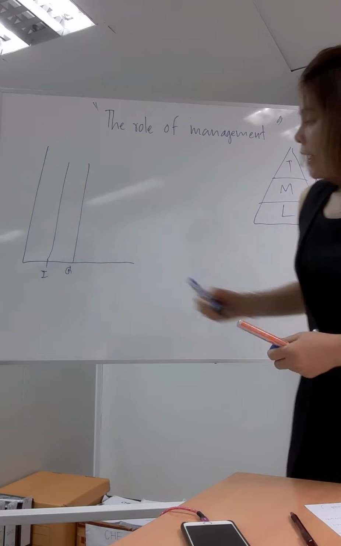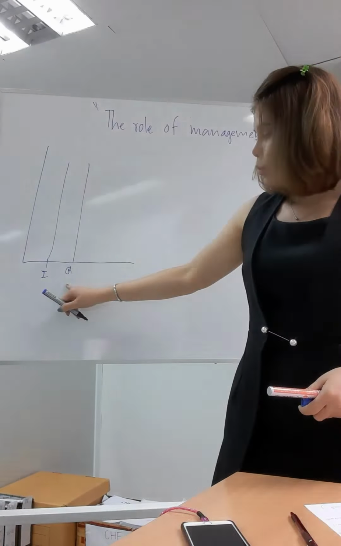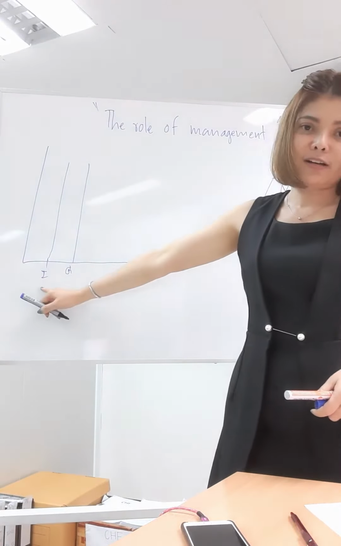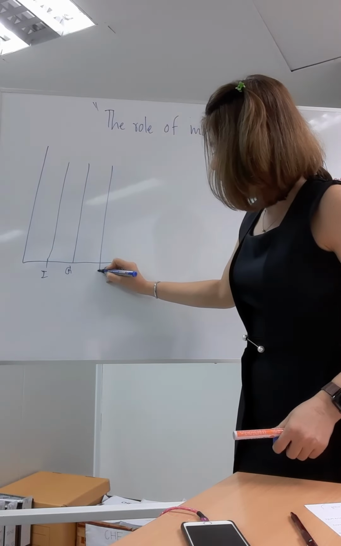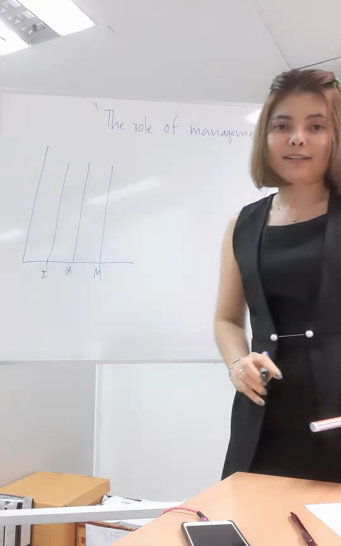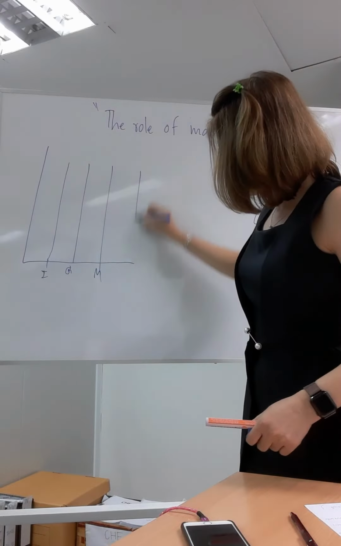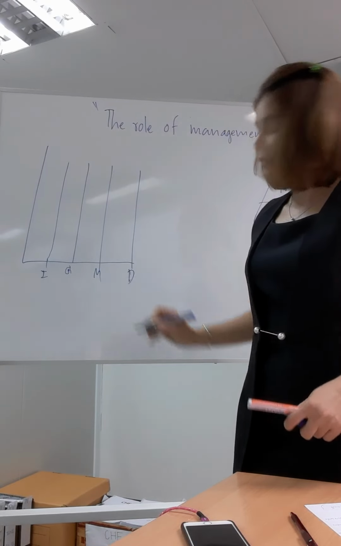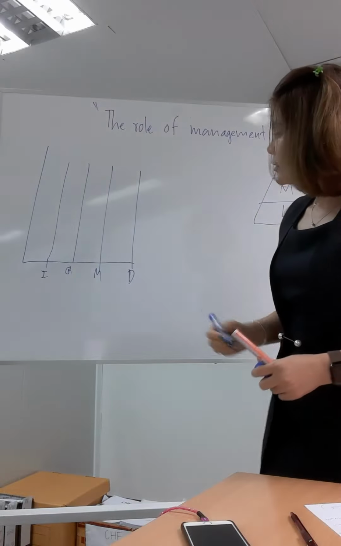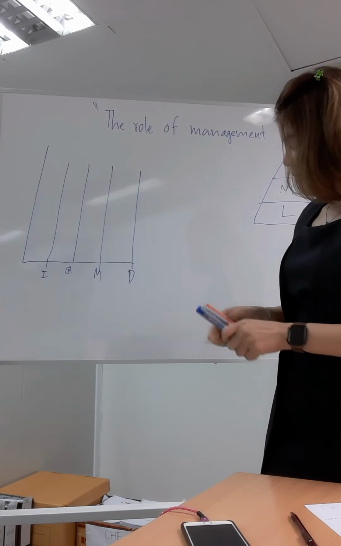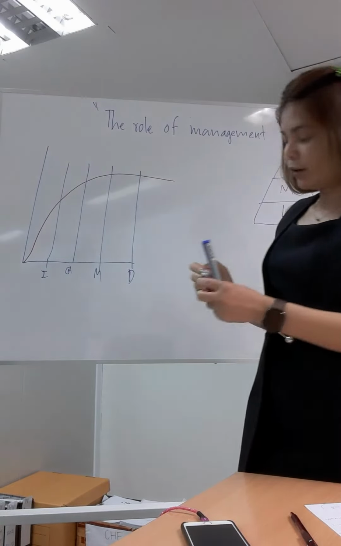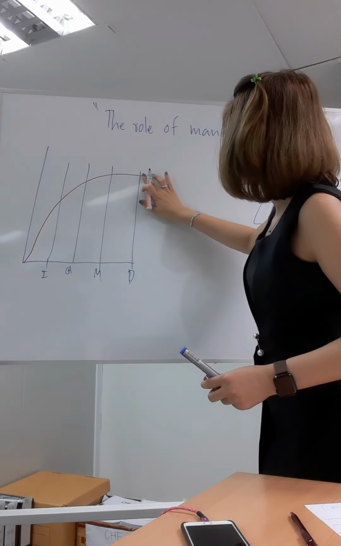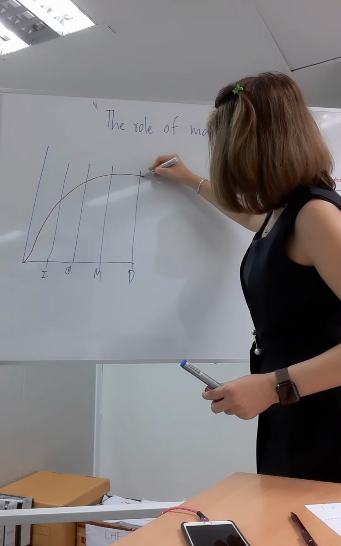Okay. The second stage is grow. The first stage is introduction. And the third is maturity and the fourth is decline. So the life cycle is always like this.